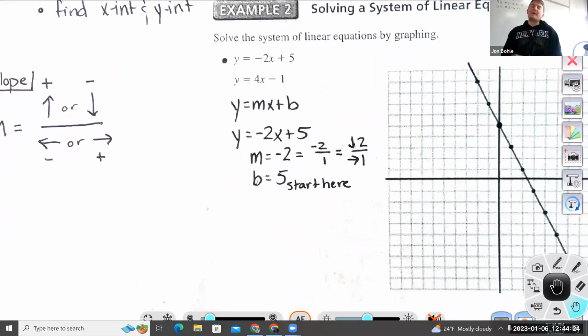Any questions about the first line? We spent a lot of time doing this. I do want to essentially reteach it to you so you have the opportunity if you missed it or forgot it.